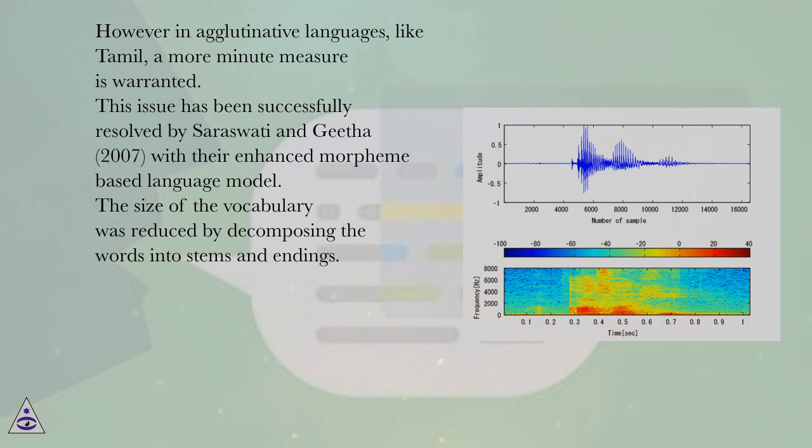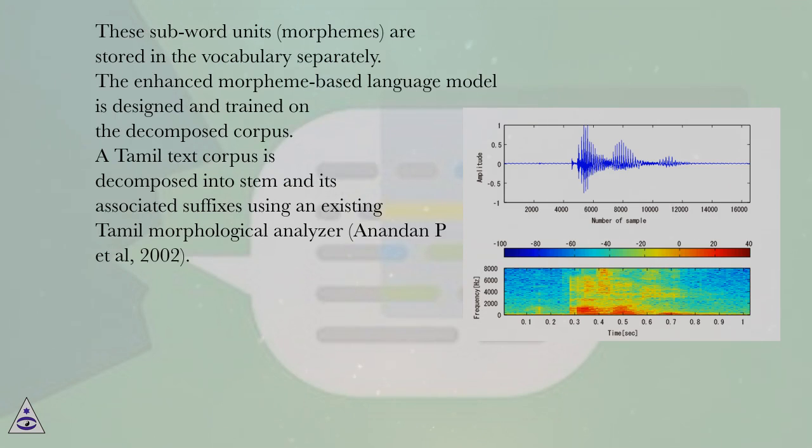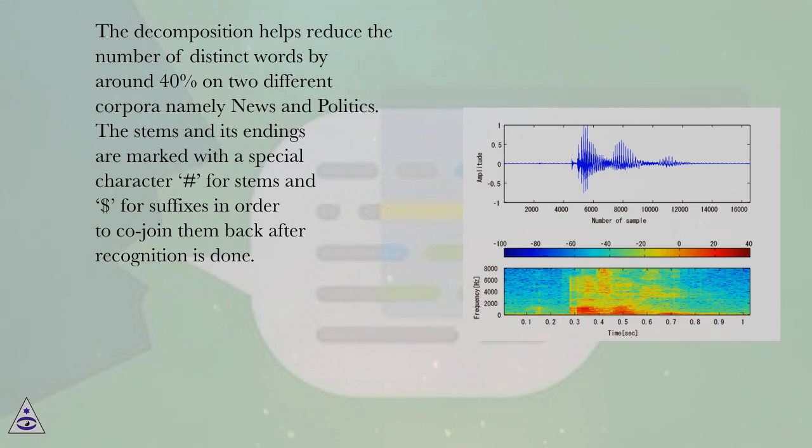The size of the vocabulary was reduced by decomposing the words into stems and endings. These subword units, morphemes, are stored in the vocabulary separately. The enhanced morpheme-based language model is designed and trained on the decomposed corpus. A Tamil text corpus is decomposed into stem and its associated suffixes using an existing Tamil morphological analyzer, Anandan P. et al., 2002. The decomposition helps reduce the number of distinct words by around 40% on two different corpora, namely news and politics. The stems and its endings are marked with a special character, # for stems and $ for suffixes, in order to join them back after recognition is done.